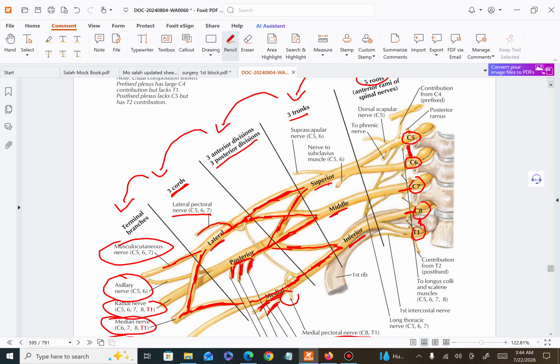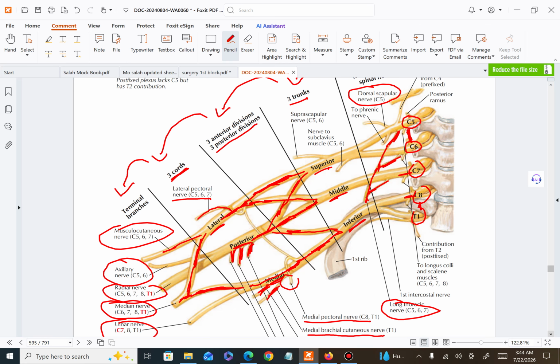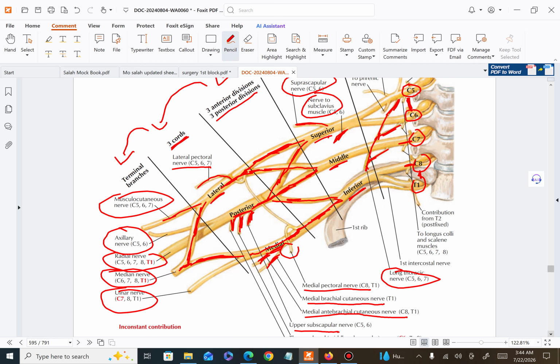The roots also give branches. The C5 root gives the dorsal scapular nerve, while the long thoracic nerve is formed by the roots of C5, C6, and C7. These three roots combine to form the long thoracic nerve, or nerve to serratus anterior. Then the superior trunk gives two branches: one is the nerve to subclavius muscle, and the other is the suprascapular nerve. So these are the branches from the roots and trunks.